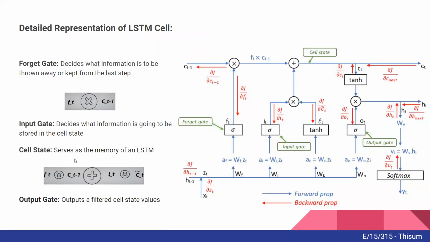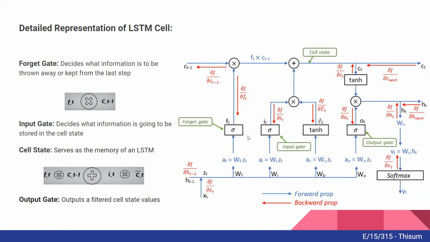Basically, a single LSTM cell has 4 different components: forget gate, input gate, output gate, and the cell state. We will first discuss the use of these parts in brief. In the forget gate, as the name suggests, this part is responsible for deciding what information is to be thrown away or kept from the last step. This is done by the first sigmoid layer.